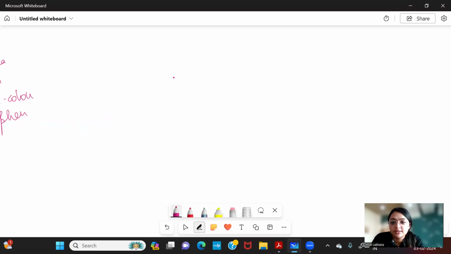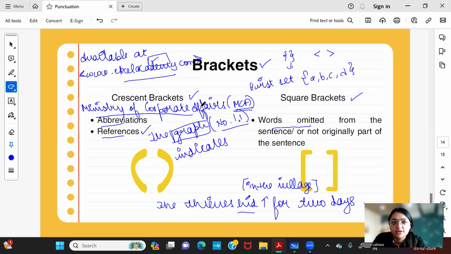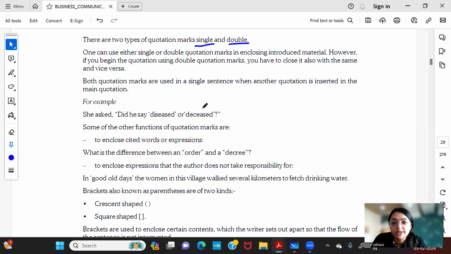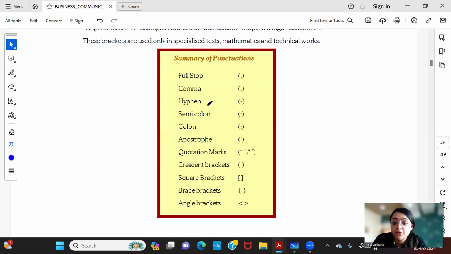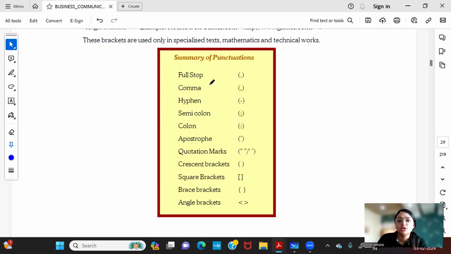Just to quickly summarize, we have four types of brackets that we saw. That is our crescent bracket, that is the first one. Then we have the square bracket, curly bracket, and the last one is angle bracket. So that brings us to the end of our punctuation marks as a part of our first chapter, that is English grammar and its usage.